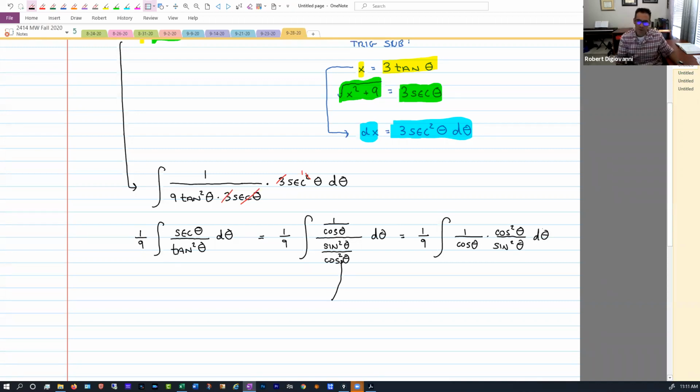So that's just algebra, right? Just flipping it up. And you can see there that one of the cosines cancels, right? One of these cosines will go away. And now our integral looks like this: 1/9 integral. We have just a cosine on top, and we have sine squared on the bottom.